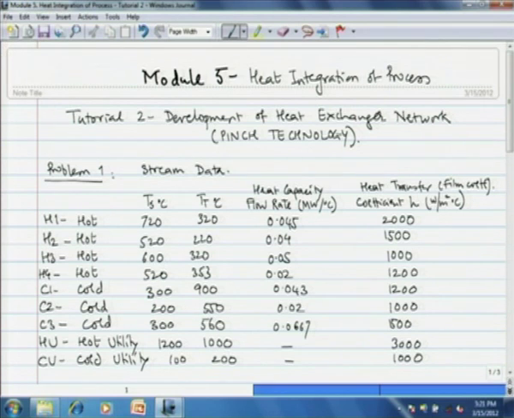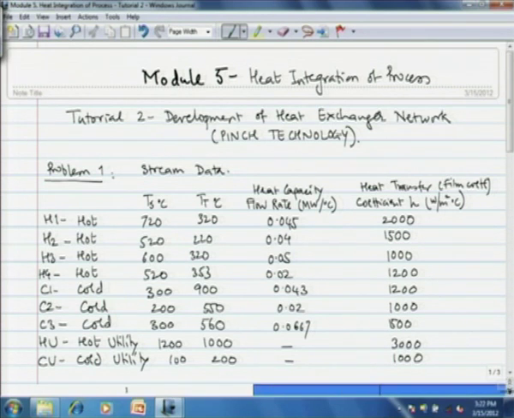Similarly, H2 has a supply temperature of 520, target temperature of 220, heat capacity flow rate of 0.04 megawatt per degree centigrade and heat transfer coefficient of 1500. And similarly, you can see the other temperatures. The hot utility has a supply temperature of 1200 degrees centigrade. It is a high temperature process and the target temperature is 1000 degrees. The heat transfer coefficient is 3000 watt per meter square per degree centigrade, and the cold utility has a supply temperature of 100 degrees and target temperature of 200 degrees, and its coefficient is 1000 watt per meter square per degree centigrade.